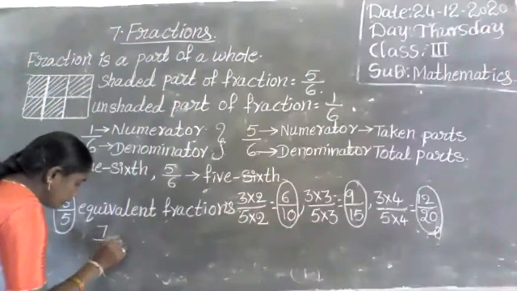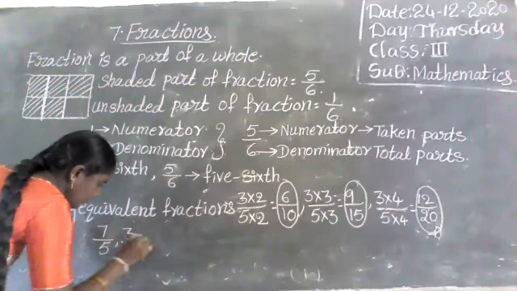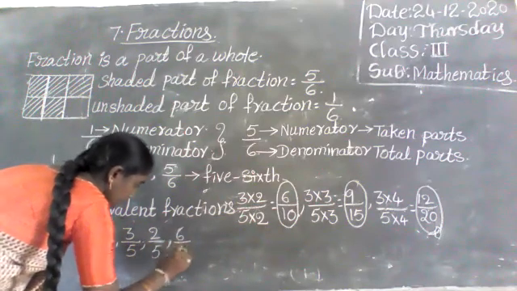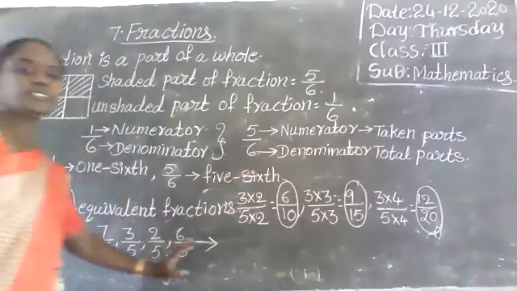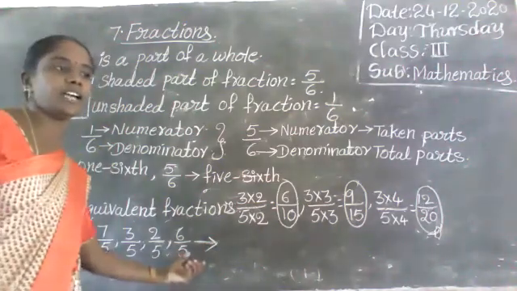7 by 5 and 3 by 5, 2 by 5, 6 by 5. How to write ascending order? In these fractions, how to write ascending order?